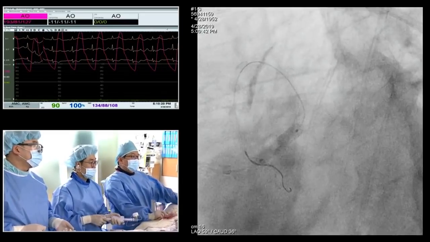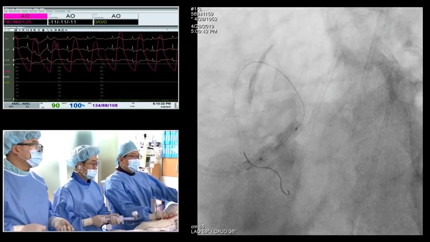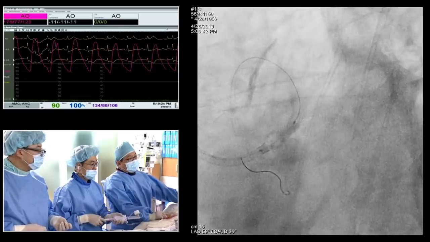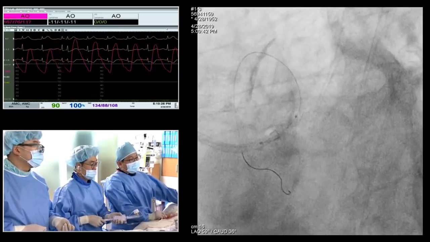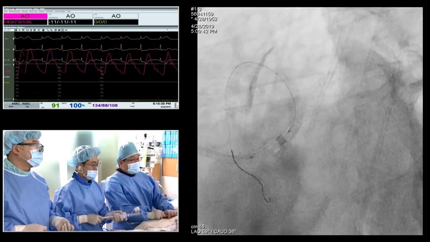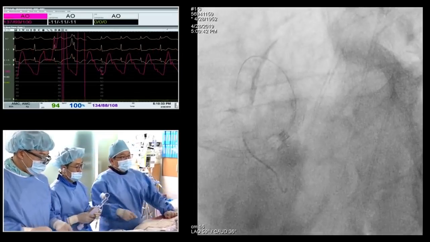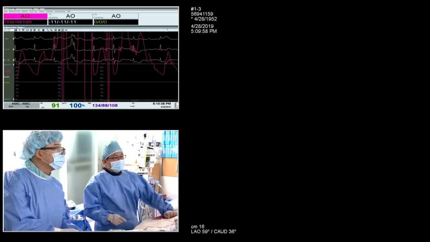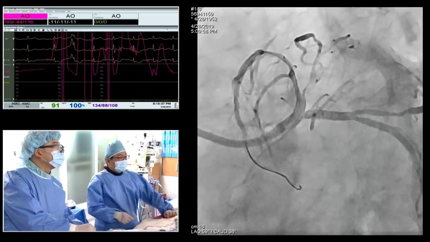This is 24, 26, deflation. So before the rewiring, I think the left main LAD stent optimization is the most important part. So what size? Ready? This is 4.0. Ready? 4.0. High pressure balloon. High pressure balloon. Okay.